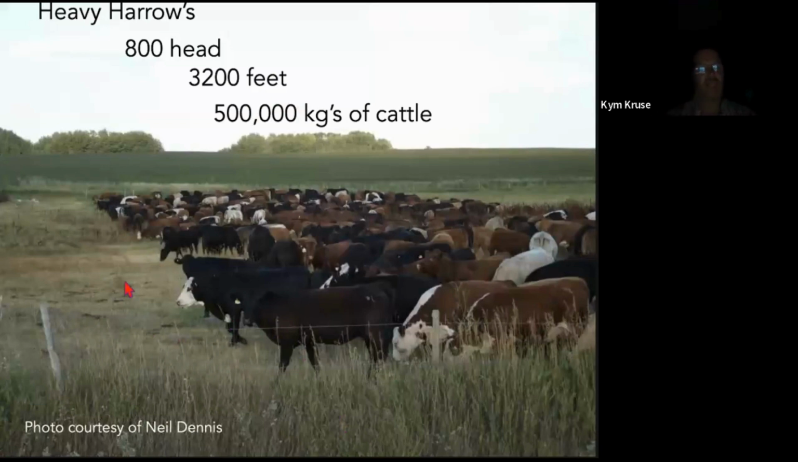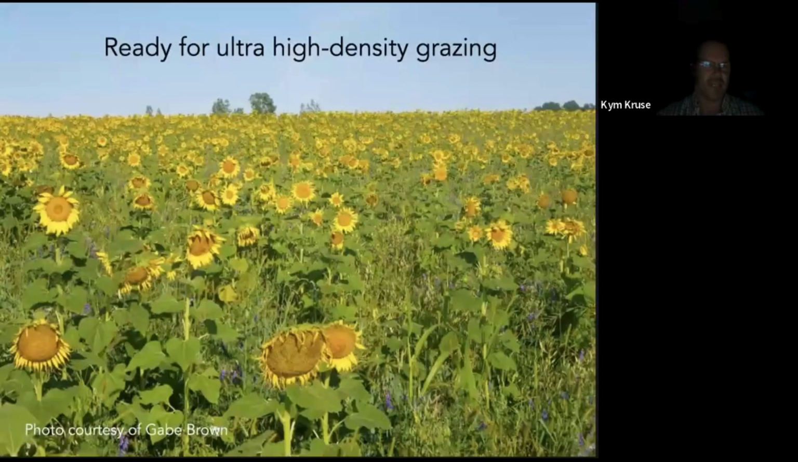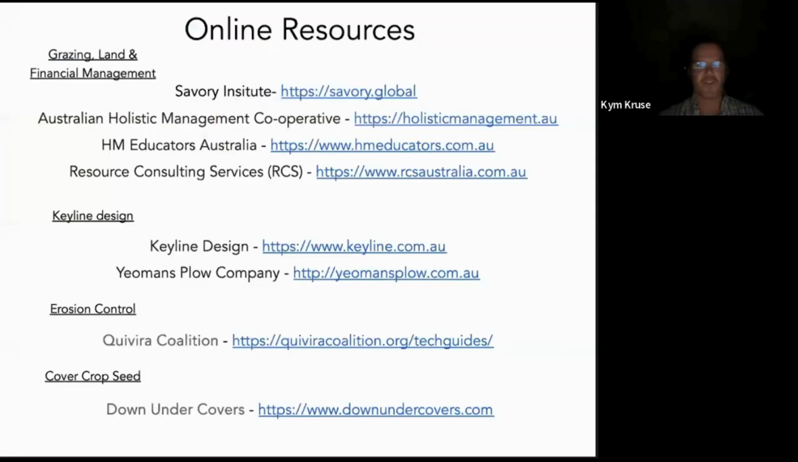Other times he'll actually have a standing crop and broadcast the seed in front, and then have the livestock move through. So you've got 800 head, that's 3,200 feet, and quite a few kilograms that can work that seed into the soil. So there's a few different ways, a bit like that erosion example that I showed before. That's kind of how they did it there. And there's an example of one of his multi-species covers that's ready for high density grazing, quite a bit of protein in the sunflowers, etc.